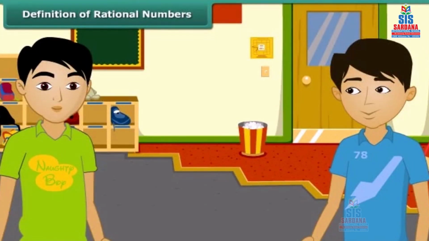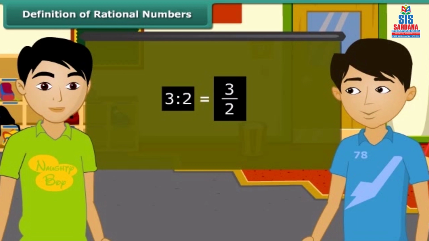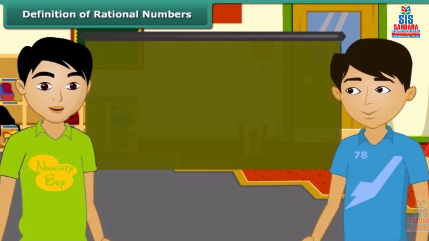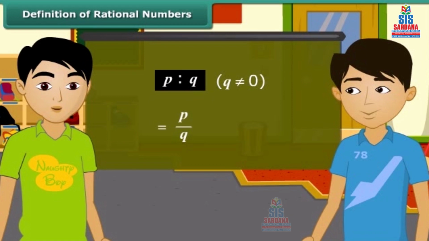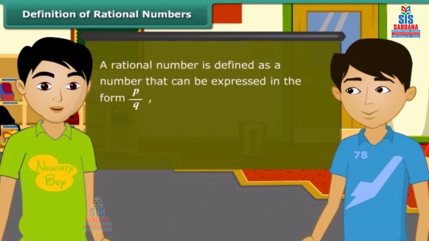The word rational arises from the term ratio. You mean that a ratio like 3:2, which can also be written as 3/2, is a rational number? Yes. Similarly, the ratio of two integers, p and q, in which q is not equal to 0, can be written in the form p/q. This is the form in which rational numbers are expressed. A rational number is defined as a number that can be expressed in the form p/q, where p and q are integers and q is not equal to 0.